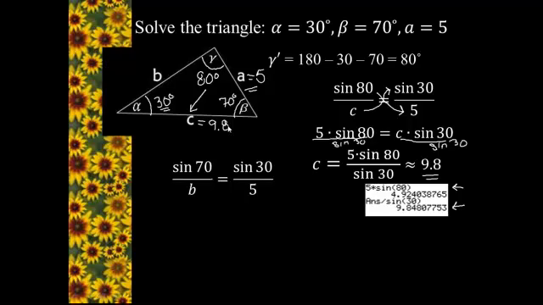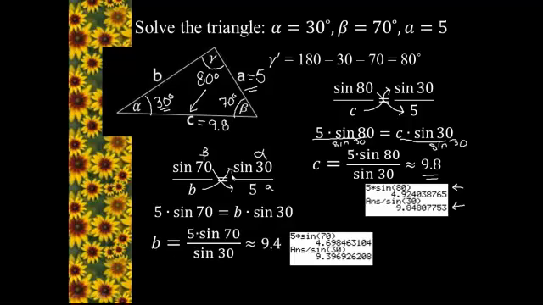Once again, I'm going to use the law of sines. I know that beta is 70 degrees, so I have the sine of 70 over B equals the sine of 30 over 5. Remember, this is alpha, and this is side A. When we do that, we cross multiply, so I have 5 times the sine of 70 equals B times the sine of 30. I divide both sides by the sine of 30 to get B by itself, and it turns out that side B is approximately 9.4.